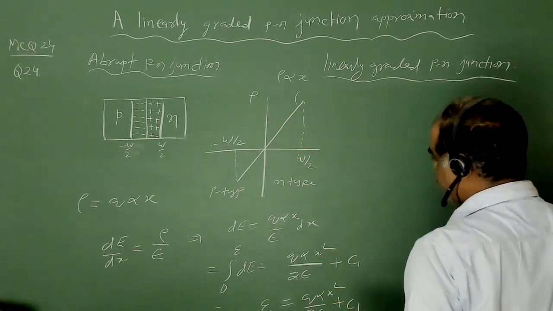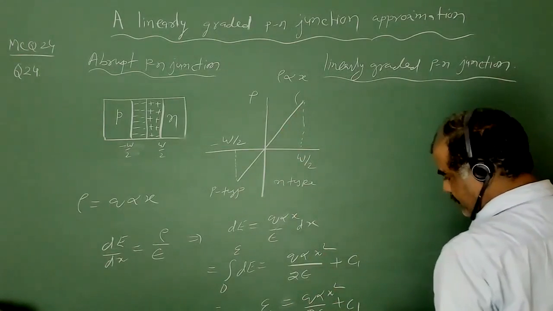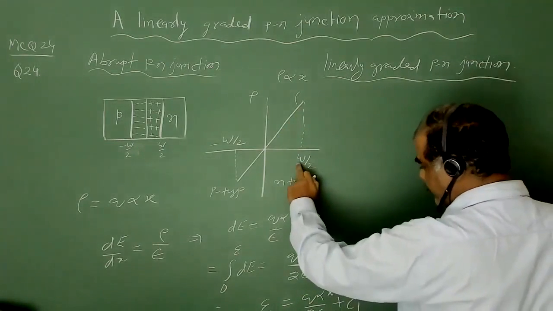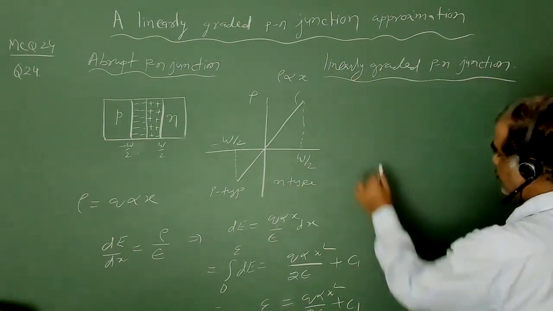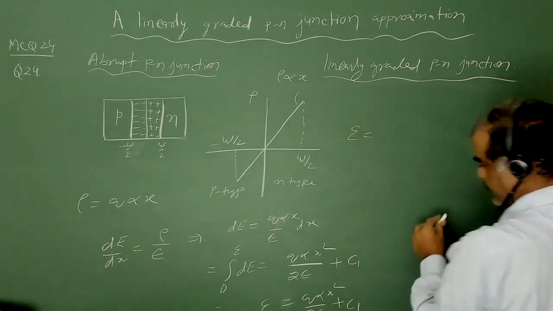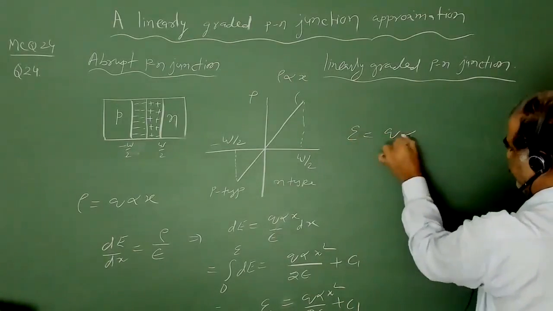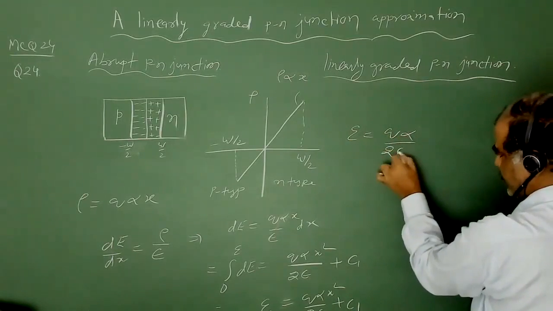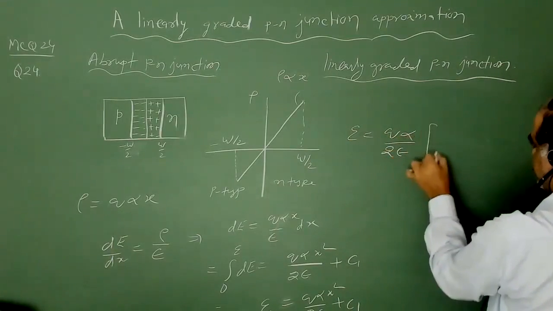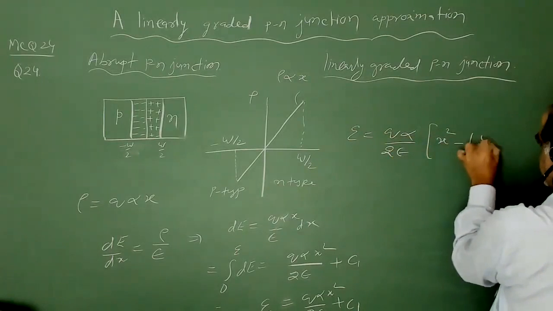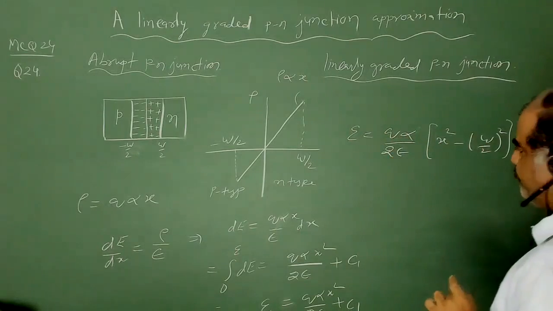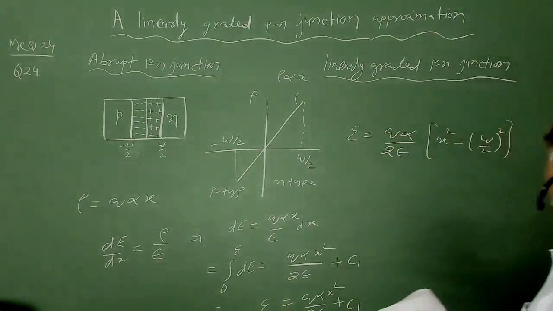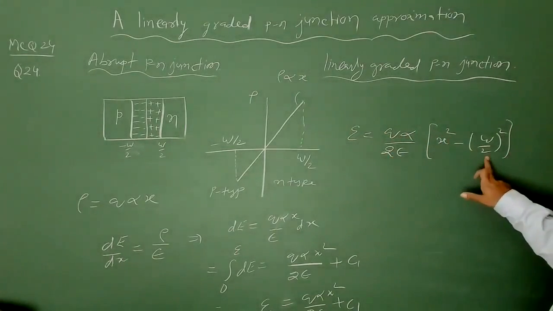If I calculate the value of c1, at x is equal to w by 2, E will be 0. If I put this condition, this will give me q alpha by 2 epsilon times x square minus w by 2 whole square. This is the profile of the electric field, of the x square minus a square type.